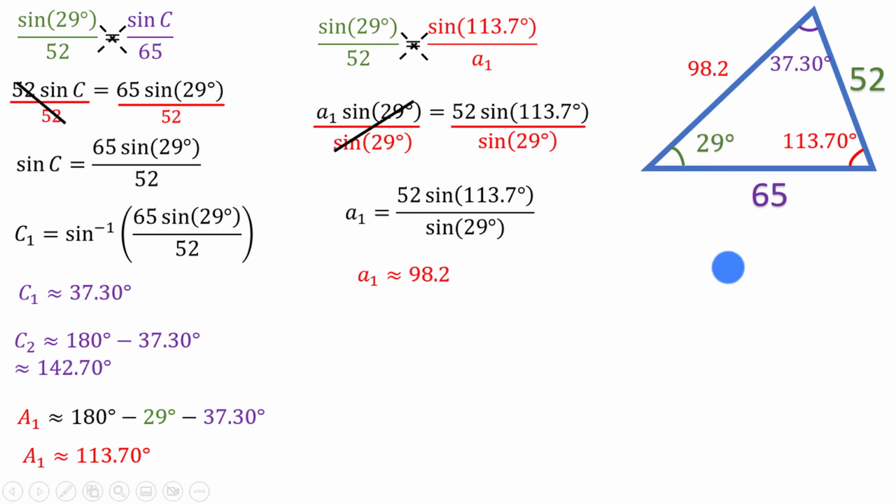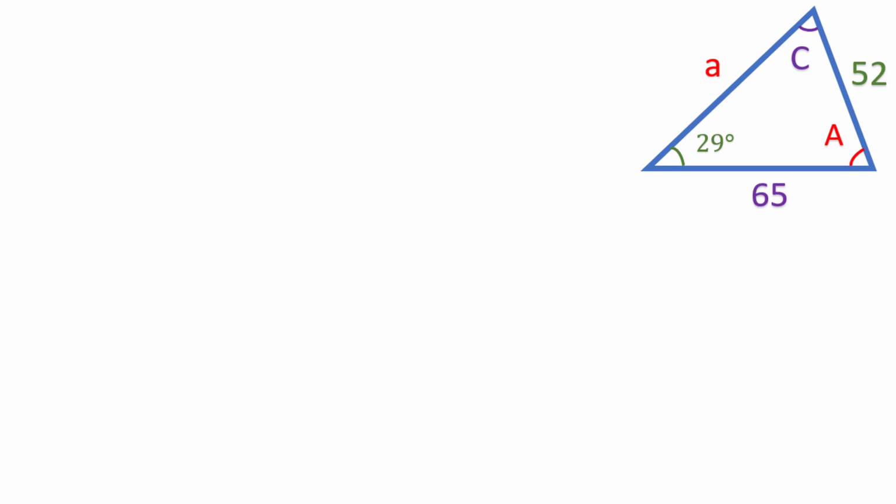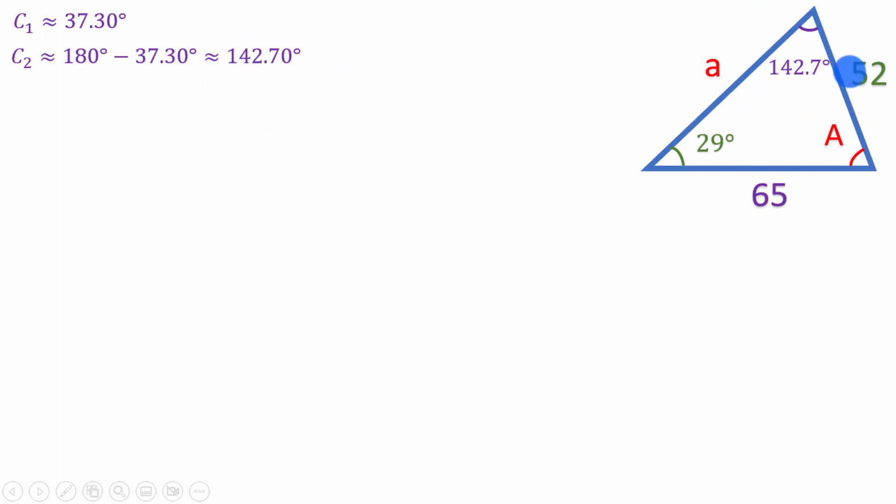All we have to do now is solve for the second triangle, which has an angle C of 142.7 degrees instead of 37.3 degrees. In our first triangle, the angle C was equal to 37.3 degrees. In our second triangle, we took 180 degrees and subtracted this angle to find the angle that would be part of the second triangle, 142.7 degrees. We can place this angle onto our second triangle.